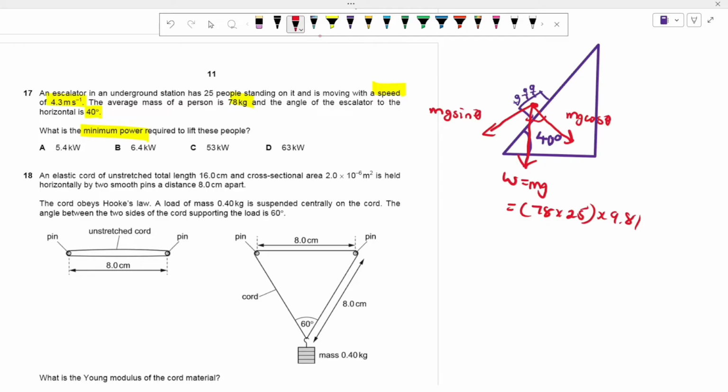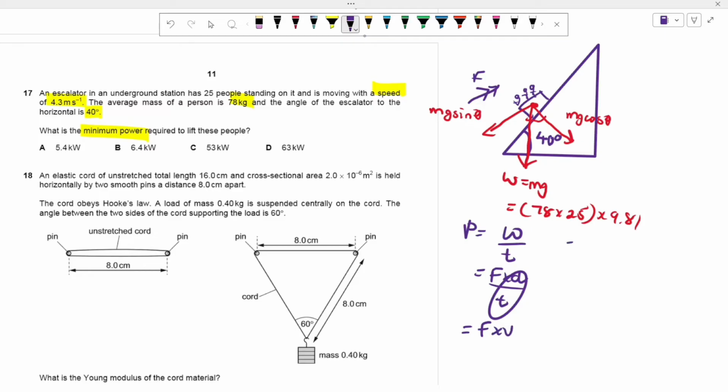So it means that if we're going to have a force of mg sine theta, for the escalator to move these people up, it's supposed to provide a force that is going to oppose mg sine theta. So the force provided by the escalator should be equal to mg sine theta, not more, not less, because the speed is actually constant. To find my power, I know that power is work done divided by time, but work done is the force times the distance d, divided by time. The distance divided by time is velocity, so power will be my force times my velocity.